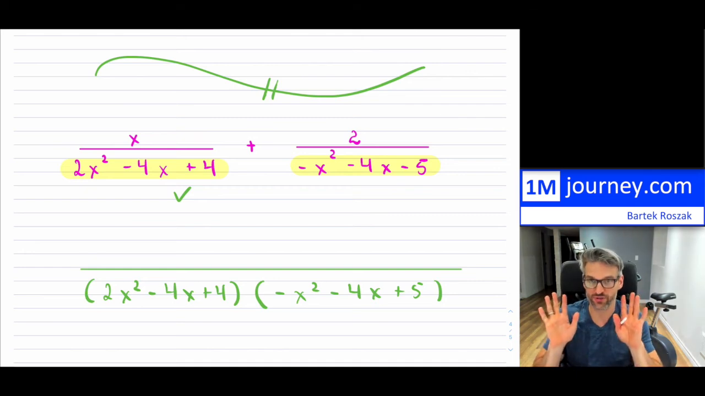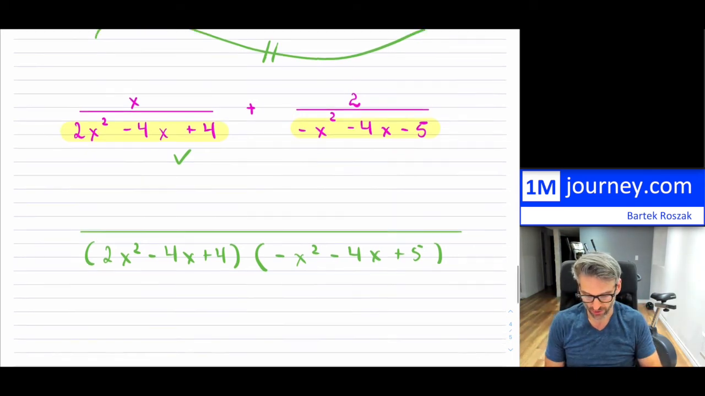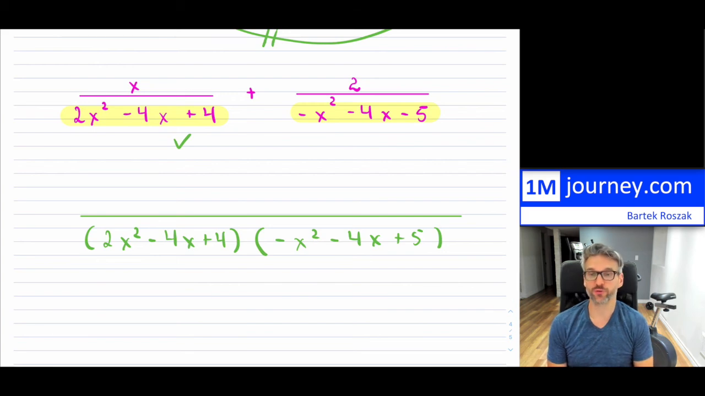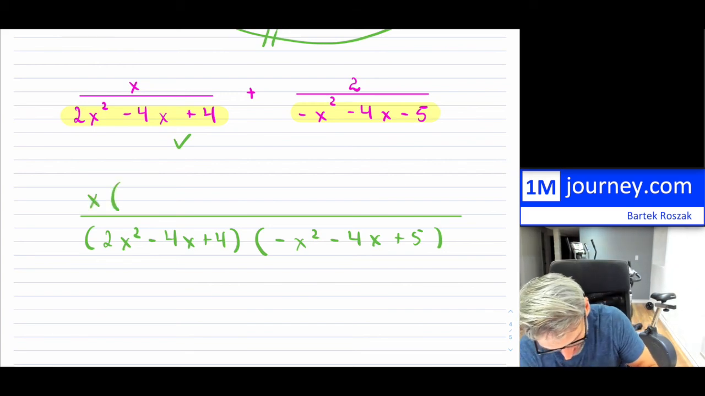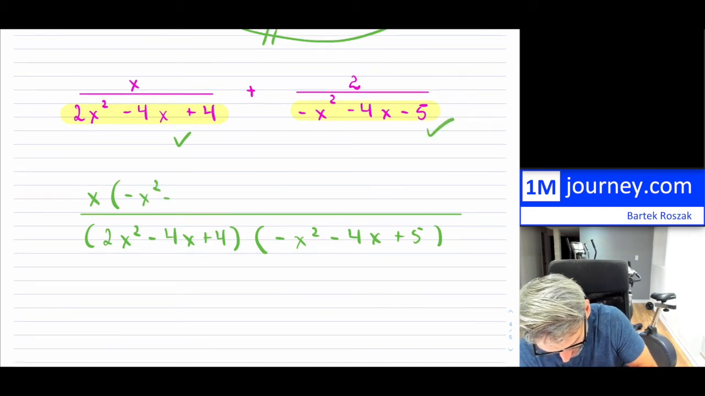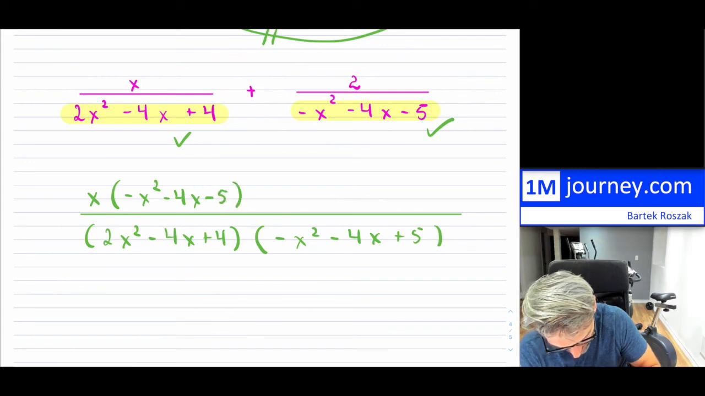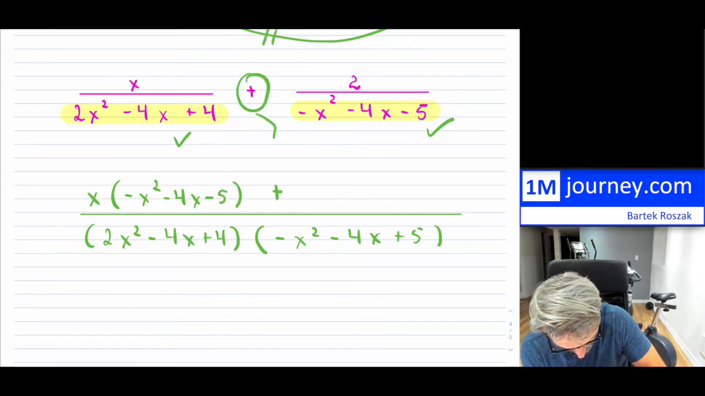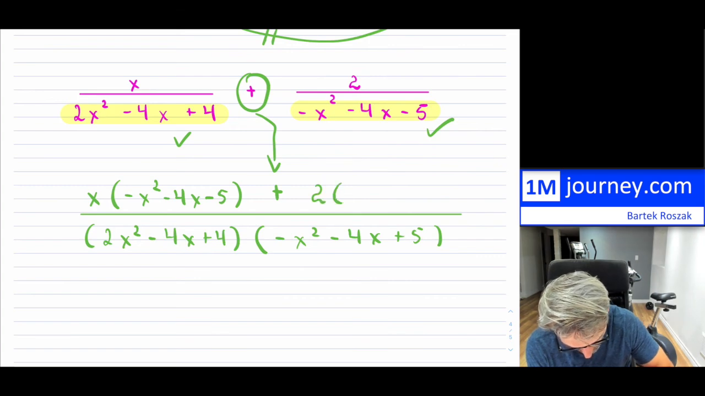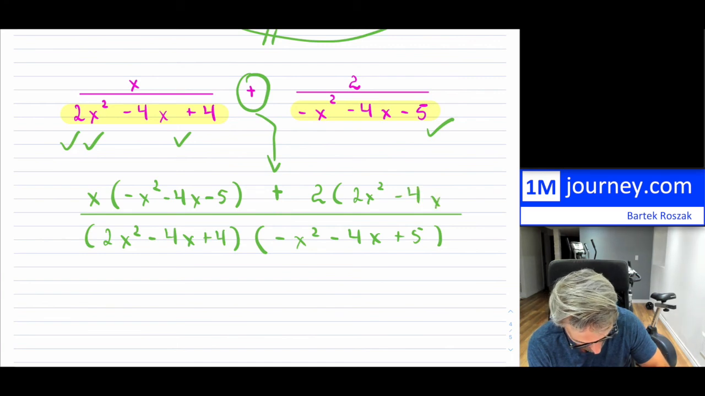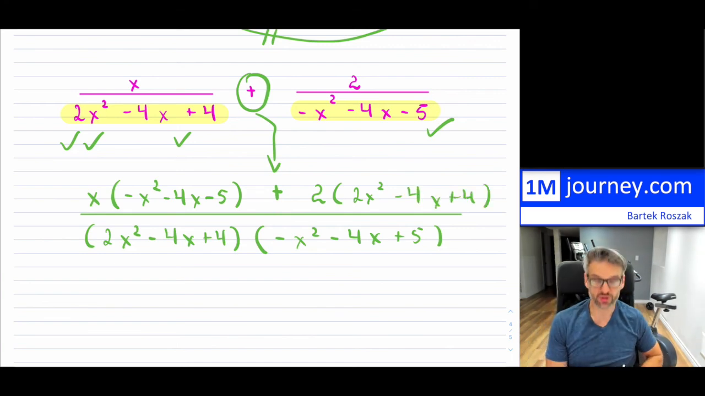I typically just leave it in this particular way. And then on the numerator, what I would have is x multiplied by the negative, so basically by this, negative x squared minus 4x minus 5, plus, that's the plus right there, 2 multiplied by all of this, which is 2x squared minus 4x plus 4. So it should remind you of basically the same thing as addition and subtraction of regular fractions, right? Because fractions are just rational numbers.